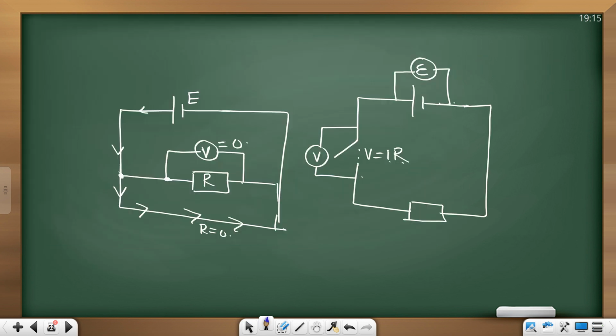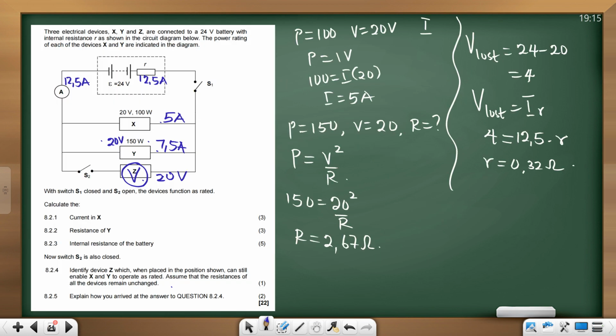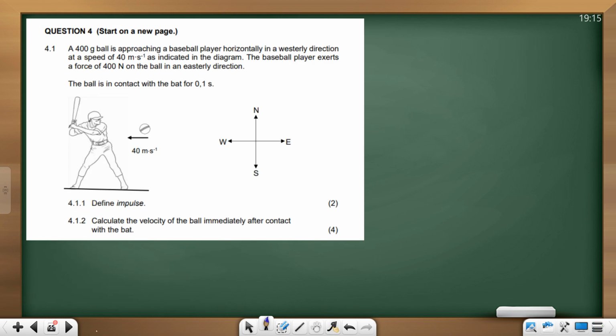Okay, guys, that was lovely. Did you enjoy the circuit question? But we need to find a graph, but not today. I need to touch on momentum. All right, look at this.